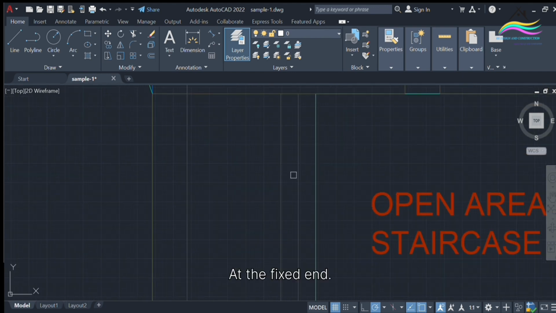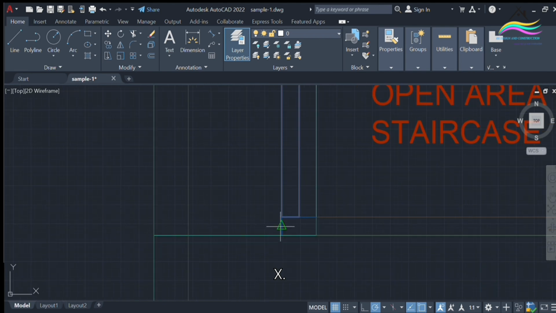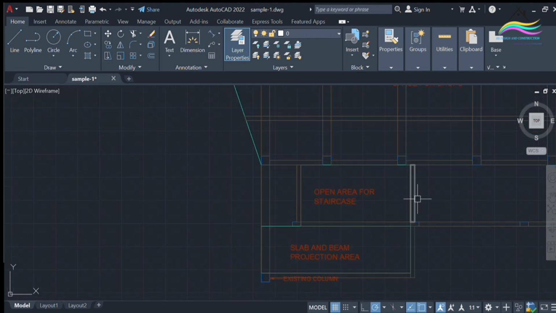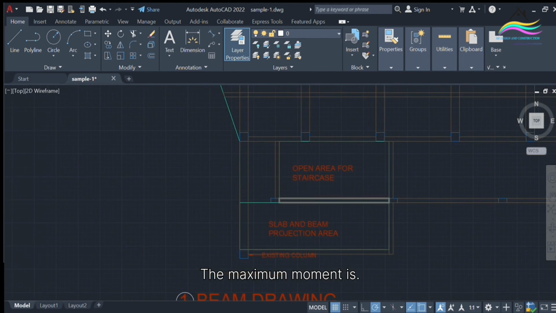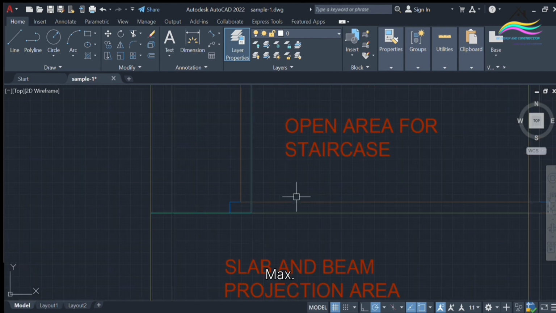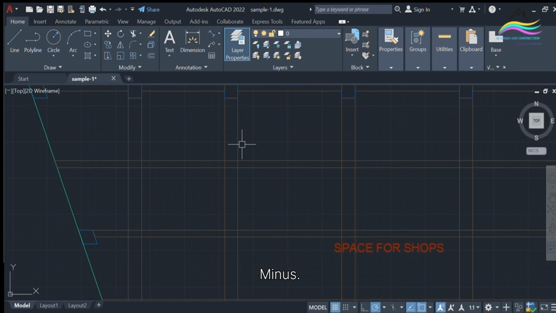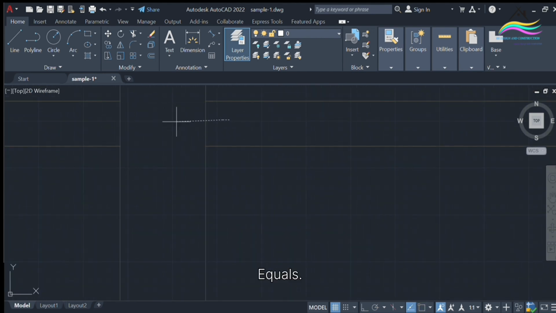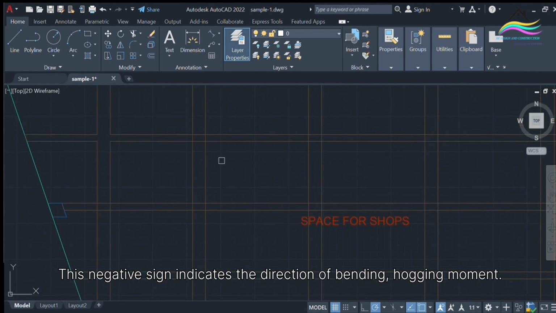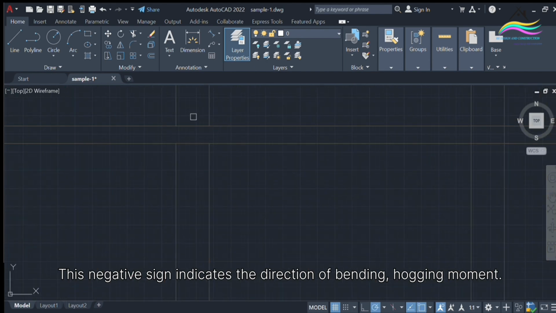At the fixed end, x equals 0, the maximum moment is M max equals minus PL. This negative sign indicates the direction of bending, a hogging moment.